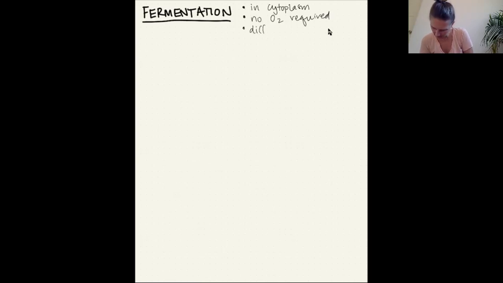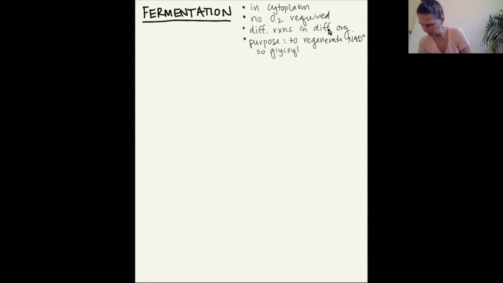It has different reactions in different organisms, right? And we'll talk about those 2 kinds of fermentation. And the whole purpose of fermentation is to regenerate NAD+ so glycolysis can continue. And that's really important so that we can make some ATP, even in the absence of oxygen, right?